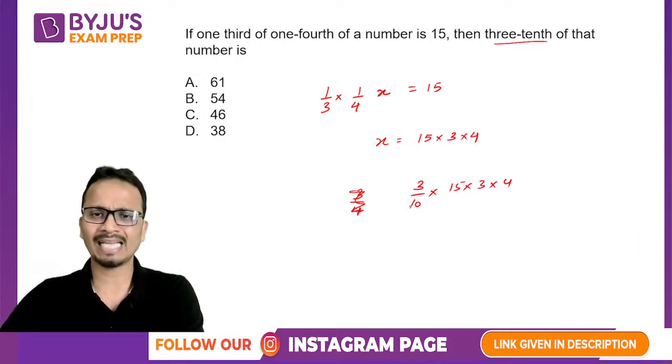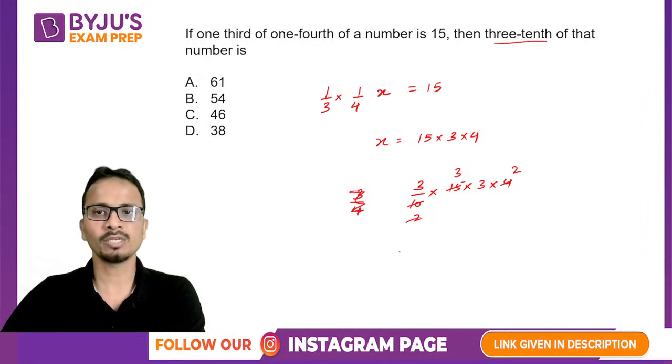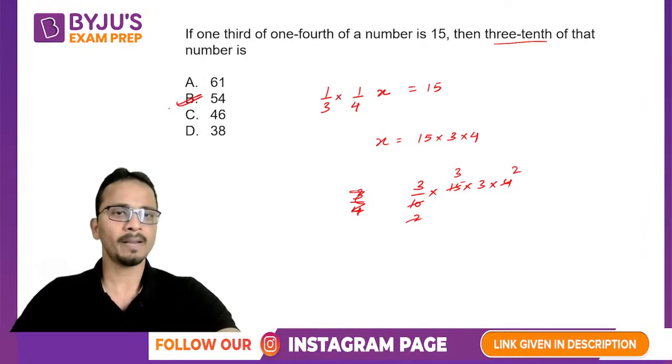So simple cancellation. So this will be 2 and this will be 3, and again this will be 2. So 3 into 3 into 3 into 2, that is 54. So the value is 54. So the correct answer is option B.